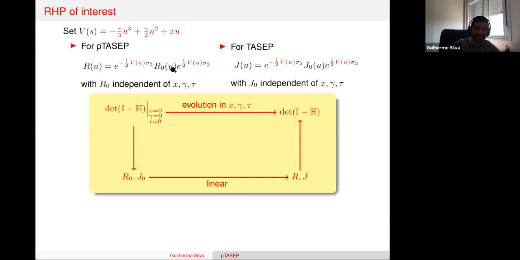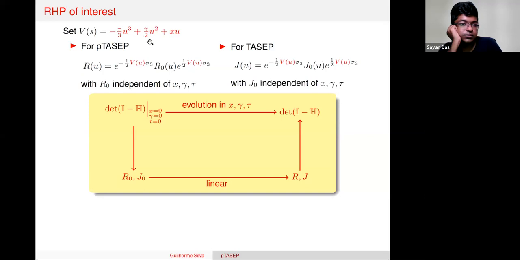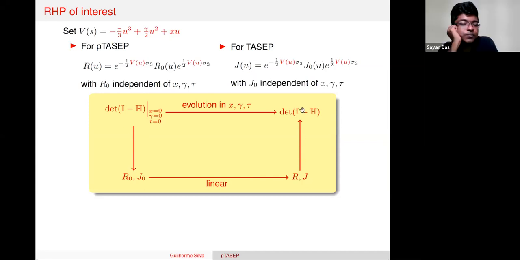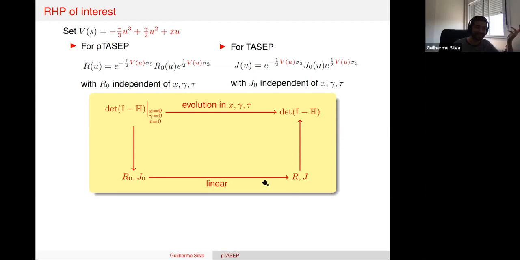Just look at here. You have R0, you just conjugate by matrices, and the matrices that are computed depend basically linearly on the parameters, right? Here from this perspective, very, very simple, right? Of course, the problem is, can you solve the Riemann-Hilbert problem? That's another deal. But at least the evolution, so to speak, is very simple.